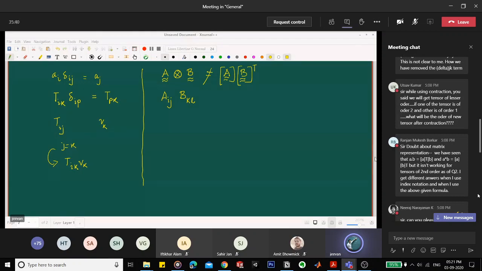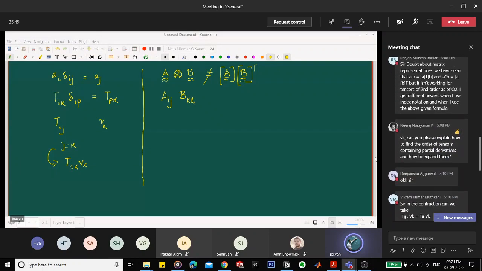So next, Neeraj Narayanan is asking, sir, can you please explain how to find the order of tensors containing partial derivatives and how to expand them? Okay, so I believe this is again directly from one of the problem sheets, and we'll come to that.